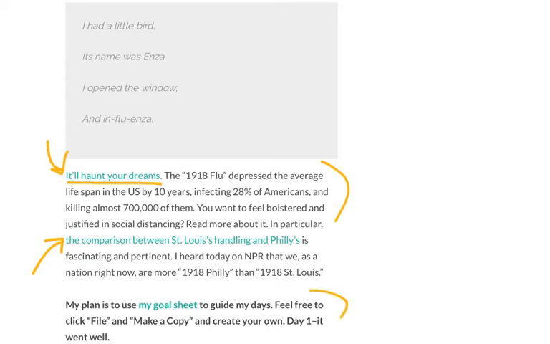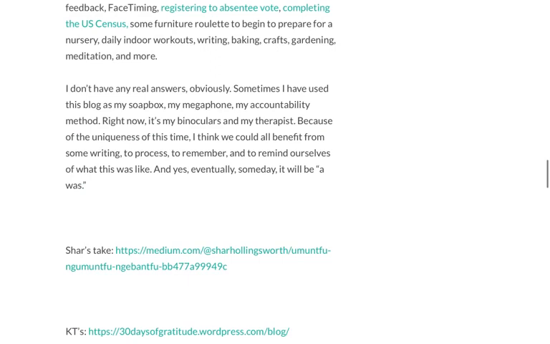Here, she's saying what particularly she's doing about the issue. Again, just talking about what this pandemic has meant for her. And then she's linking it so even her readers can use the goal sheet as well.